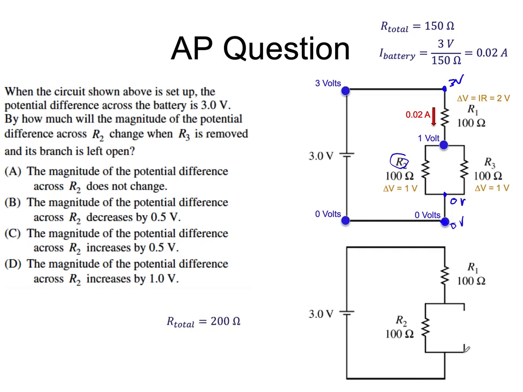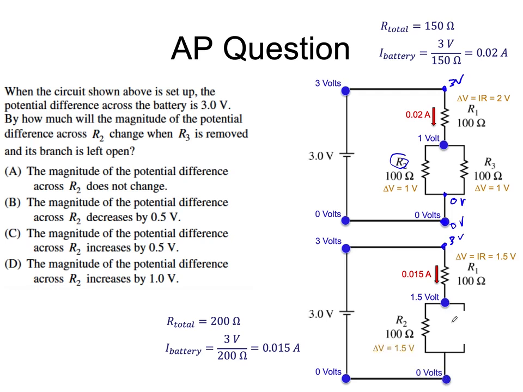Well, total resistance now is just 200 ohms, 100 plus 100, just in series. The current is going to be that, and all that current's going to flow through there. We can very quickly figure out the voltage drop through R1. And doing our potential differences here, we know we're going to be at 3 volts again here. If we lose 1.5 volts, we're going to be at 1.5 volts there. We know we're at 0 volts there, which means the voltage drop here now has to be 1.5.